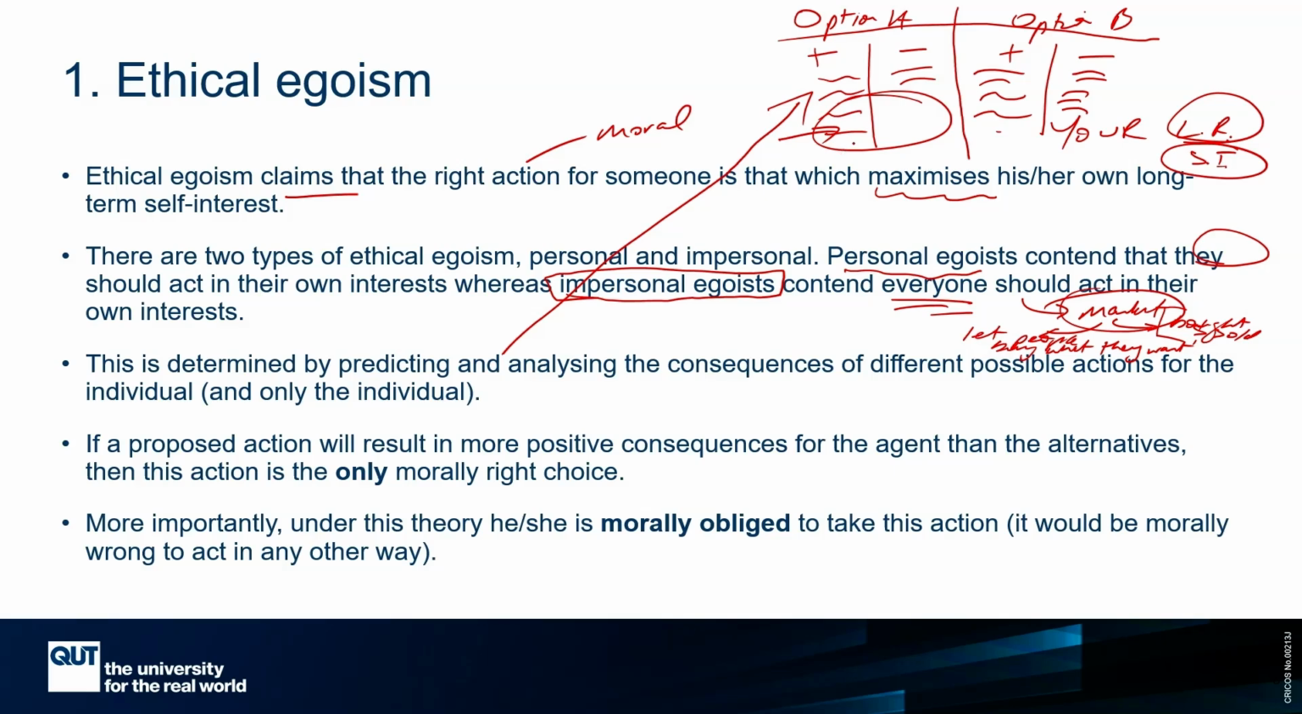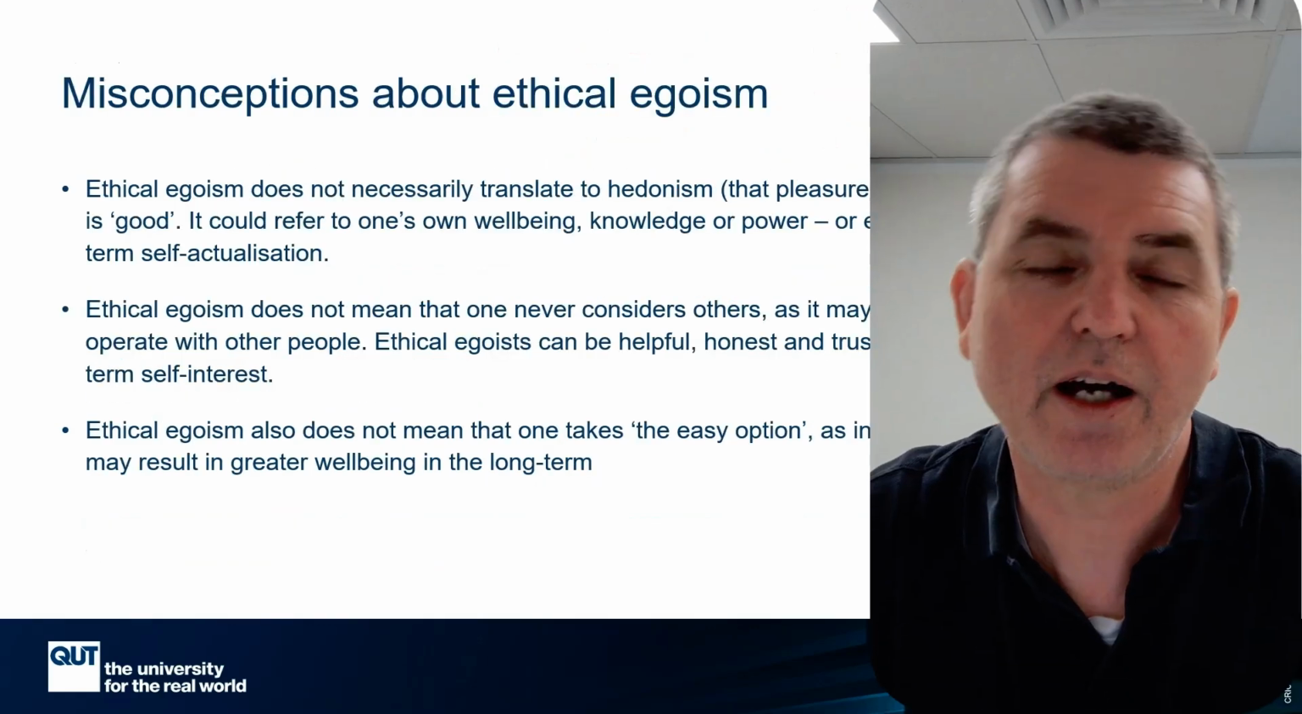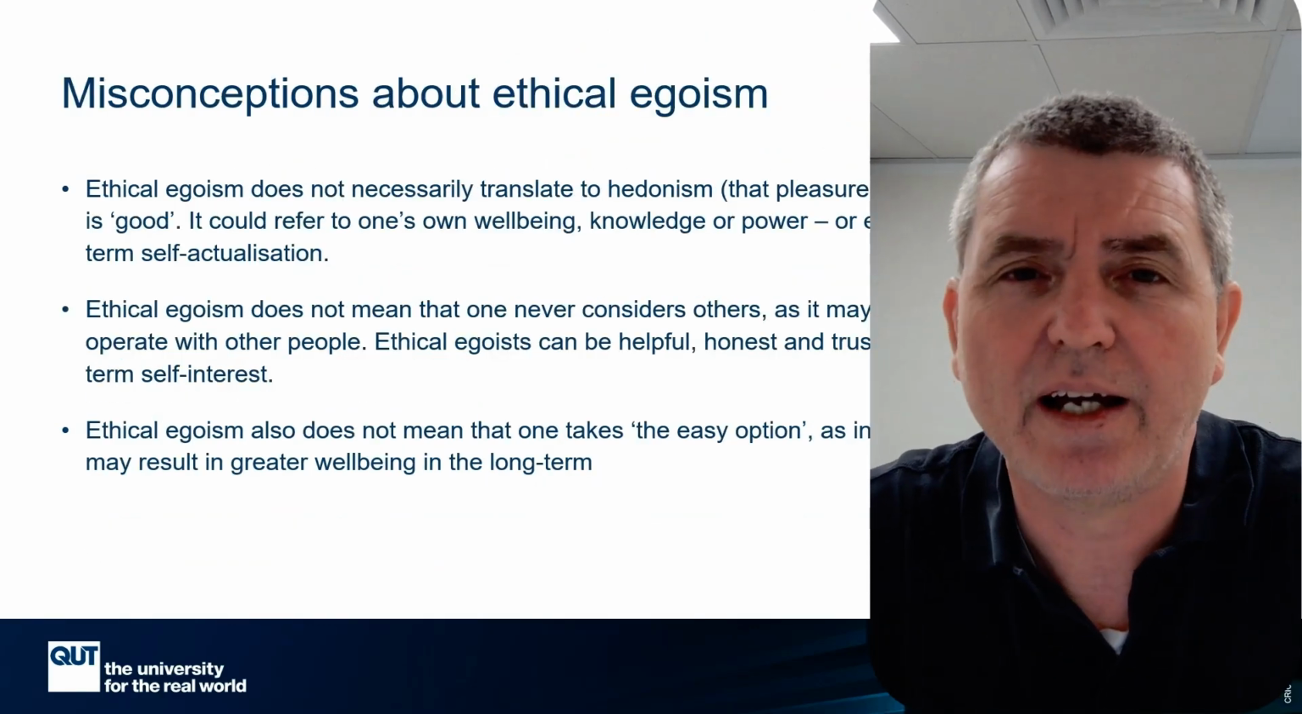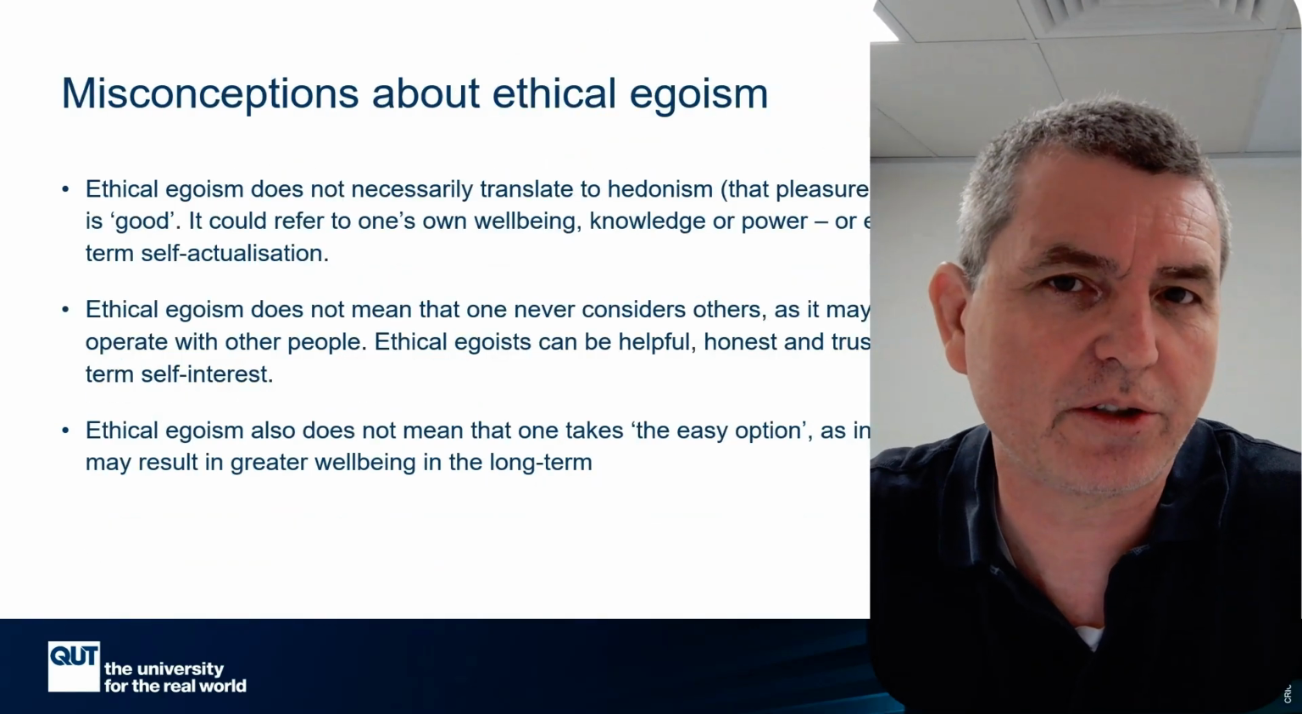And further, under each of these theories, what it means is I am ethically obliged to do it. It would be unethical to do option B because the framework is telling me this is what's ethical. So the only correct moral choice is the one with the net positive benefits maximised for me. Okay, so it's quite a simple idea, but there are often some misconceptions in it, right?